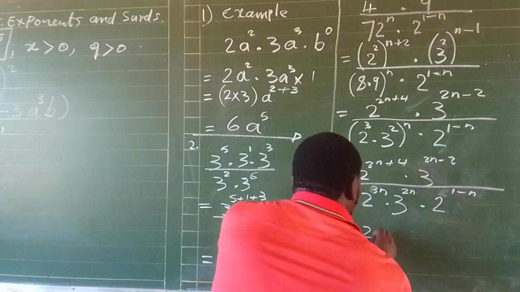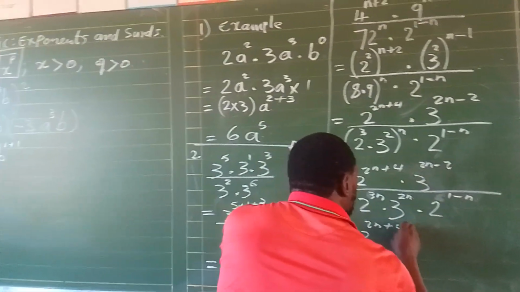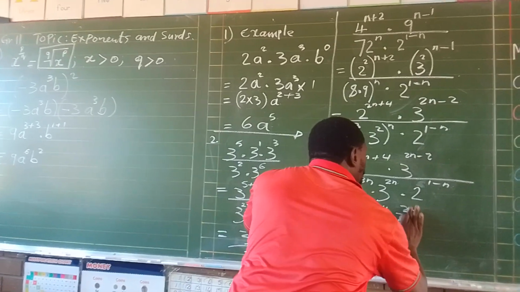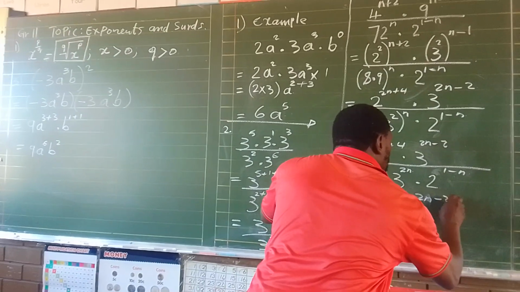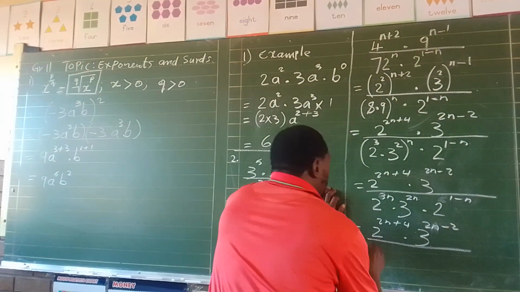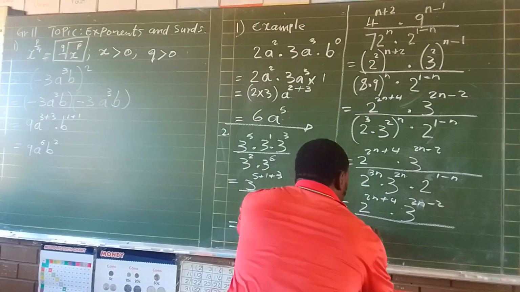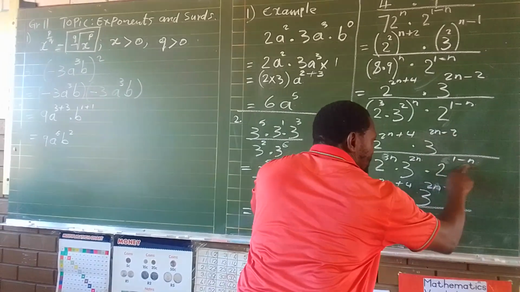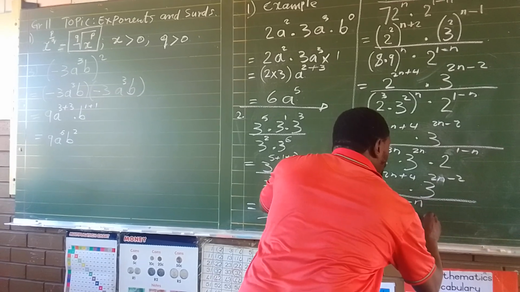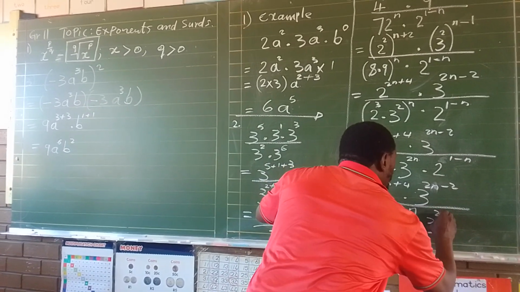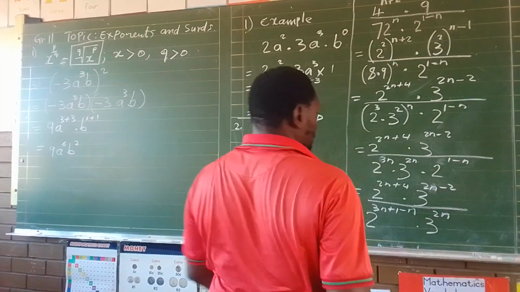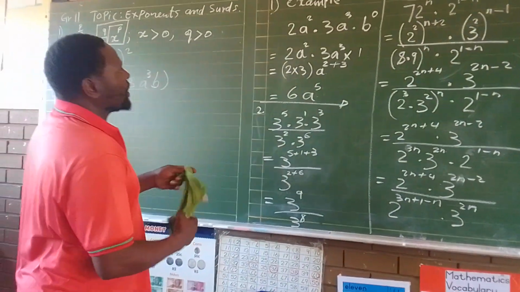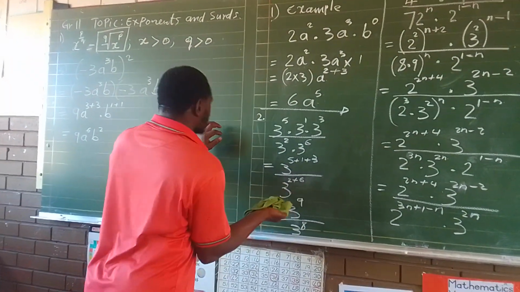So you're going to get a 2 to the power 2n plus 4 multiplied by a 3 to the power 2n minus 2, all divided by, now we grab the 2. It's 2 to the power 3n plus 1 minus n multiplied by a 3 to the power 2n. Right, let's finish it here.